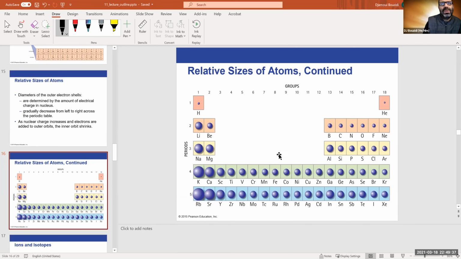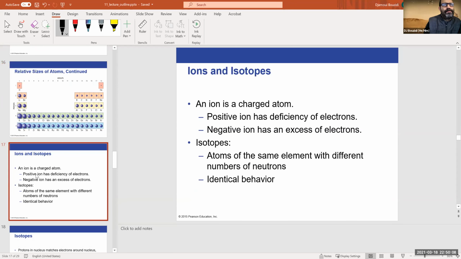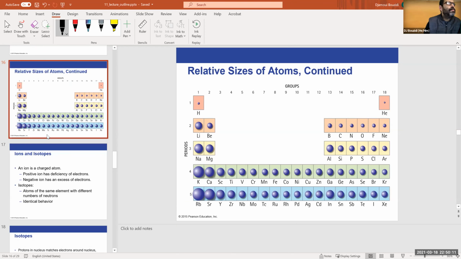So across a row, the sizes are becoming smaller. Then going down, we're increasing because we have more shells to fill now. Initially, we only worry about the first shell, but then you have to go to the next shell. That's why the size of lithium is bigger than hydrogen, sodium is bigger than lithium, and potassium is bigger than sodium, and so on and so forth. That is how the periodic table works. Make sense? Yes? Okay, very good.